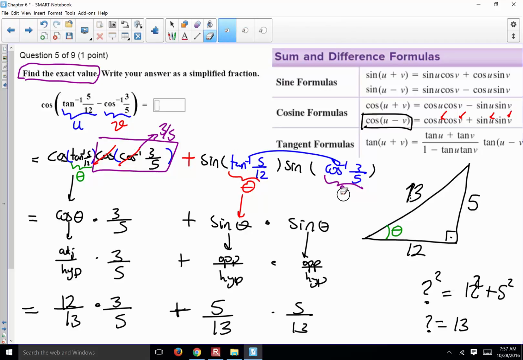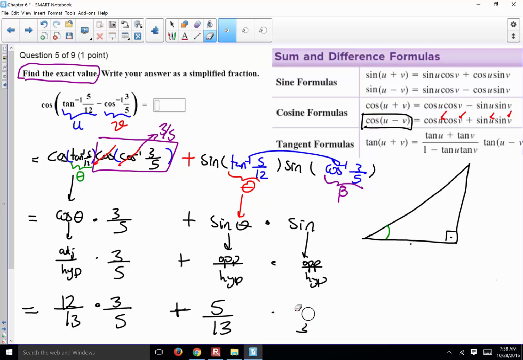So you can't call it theta first. You need to call something else, V or any other letter you wish, but I want to call it beta. And you need to make its own triangle with its own sides for beta. You can't use the old one. It's beta, and cosine beta is 3/5. So there is an angle beta whose cosine is 3/5. Cosine means adjacent side over hypotenuse.